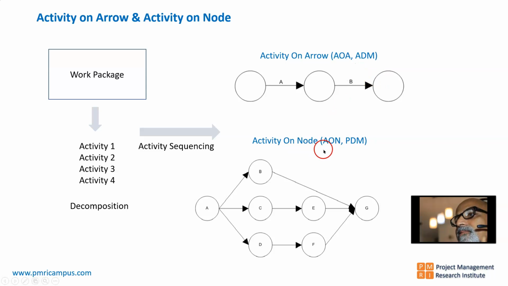Then we have activity on node, that is AON, or it is also known as precedence diagramming method, PDM. Here the activities are within the nodes and then they are connected by arrows. So that is activity on node or precedence diagramming method.